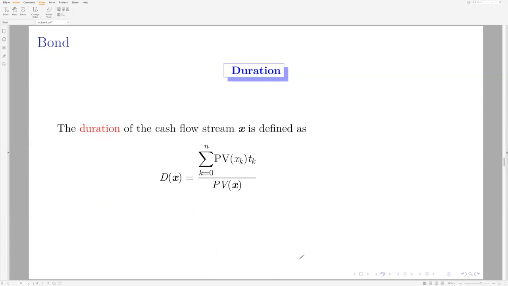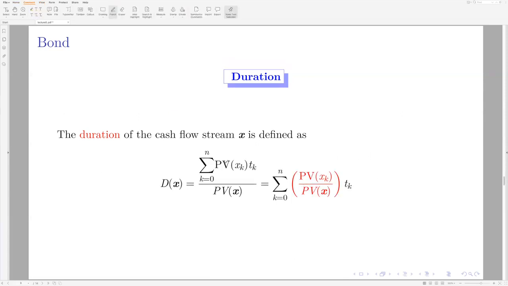Let us have a close look at this formula. So let me rewrite this expression as this, where I have just taken this term separately and written it like this. Now we will denote this by w_k, and thereby you can write the duration D(X) as the weighted sum of the times, where the weight depends on the present value of the cash flow stream. You can also see that the sum of these w_k's, that is the sum over k equal to 0 to n of w_k, is 1.